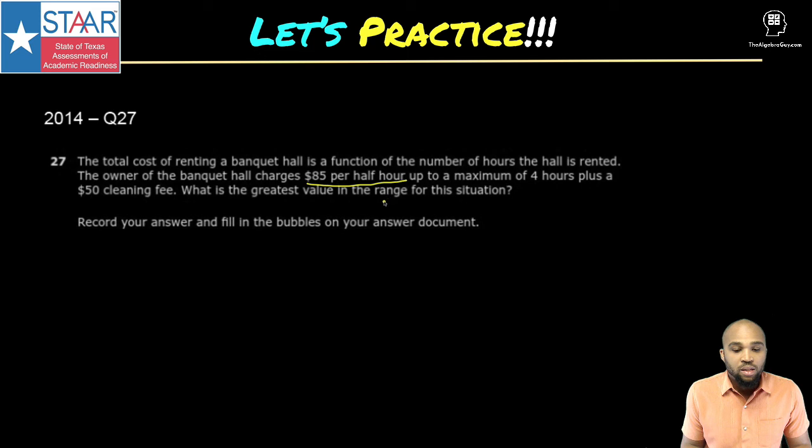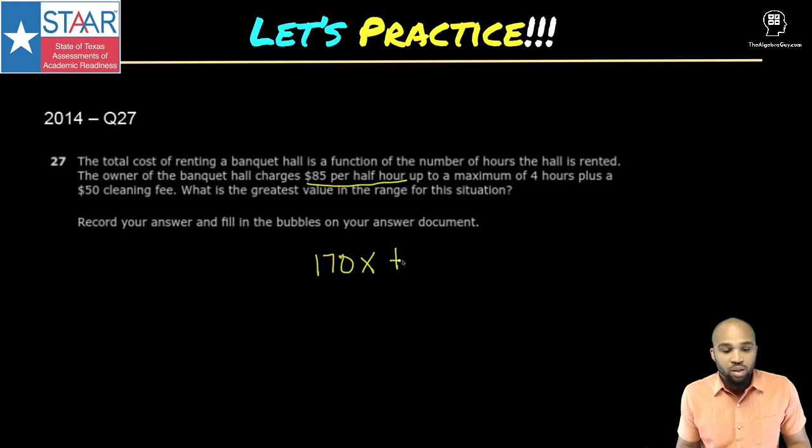Now that's kind of deceiving, because you're going to want to think in hours. So let's make that an hour. If $85 for half an hour, how much is it for 1 hour? Well, we just need to double it, right? So that's $170 per hour. So this is $170 per so many hours. But plus they have a fee, right? So the owner of the banquet charges $85, plus he has his $50 fee.